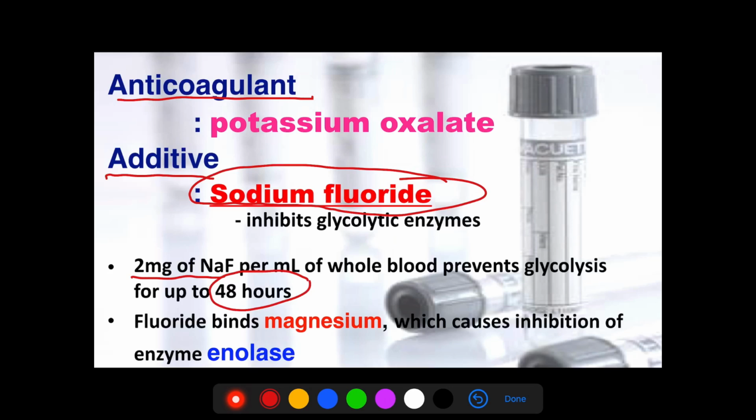So the fluoride present in the gray top tube will bind to magnesium. This binding will cause the inhibition of the enzyme enolase. Remember, this enzyme catalyzes certain reactions in the glycolytic pathway. So once this enzyme is inhibited, glycolysis will not happen.